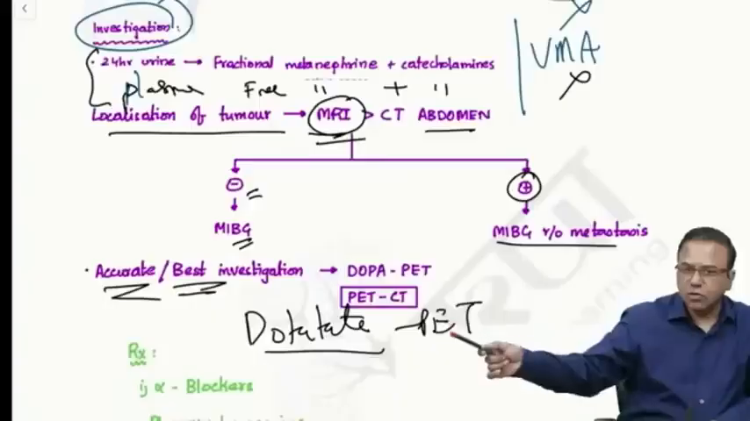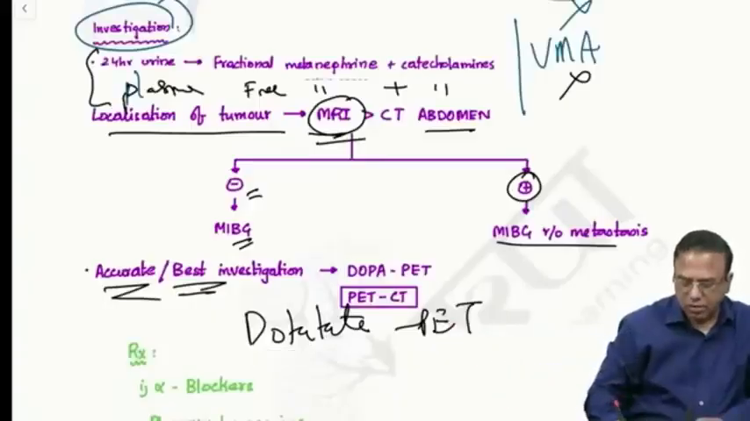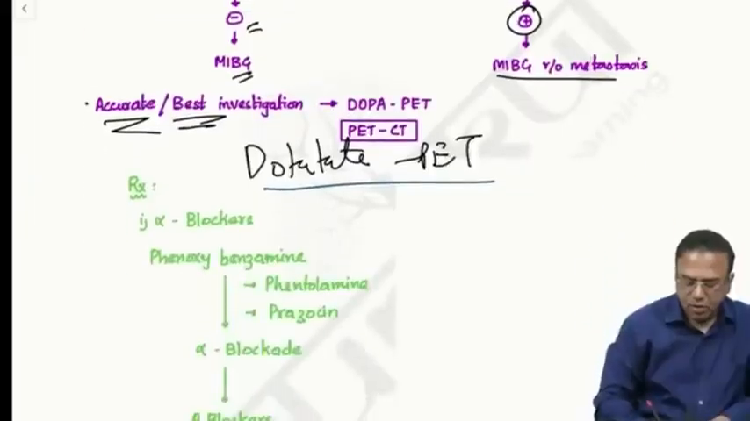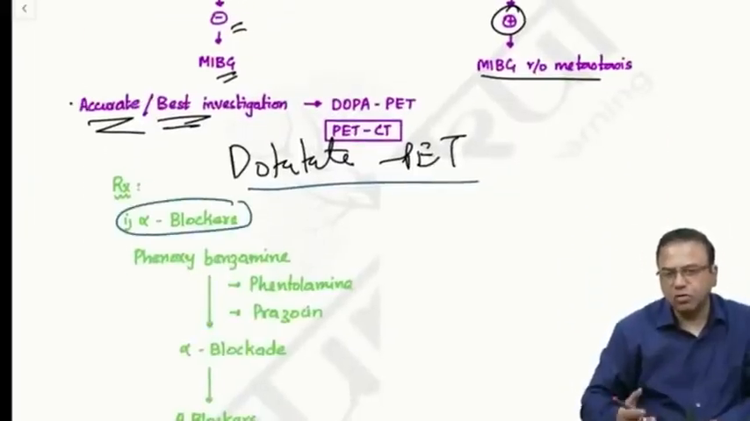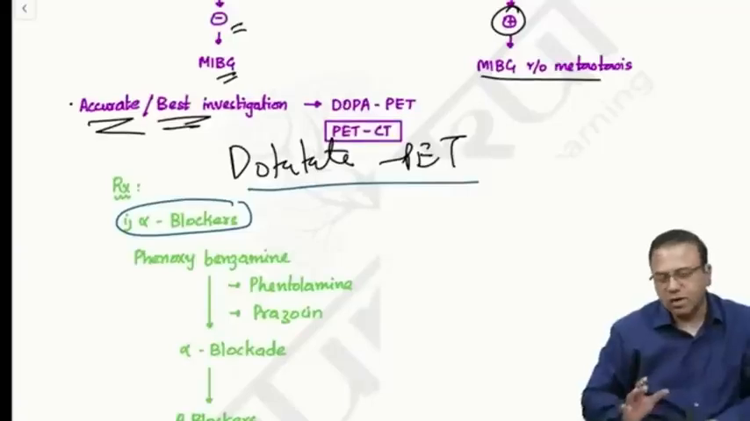But if they ask you which is the best, then you can go for the Dotatate PET scan, and that is considered to be the best overall now. The important trick in the MCQ is, in pheo, never give beta blocker alone. As you all know, anything that you do that can kill the patient is a guaranteed MCQ in our exam.